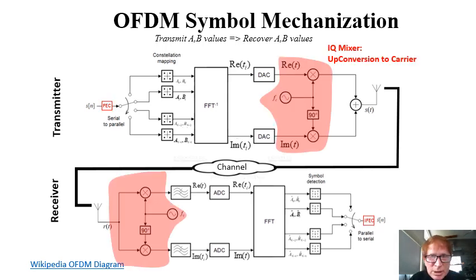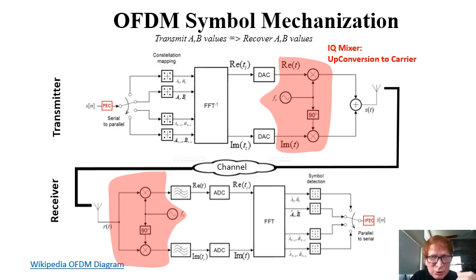So next, we must upconvert the real and imaginary time histories at baseband to the carrier frequency, for example, 2.4 gigahertz. This is done using an IQ mixer device that has the ability to transmit 2 separate time histories across the same bandwidth. The receiver is just the inverse of the transmitter. That is, all operations on the receiver are just the inverse of the transmitter.